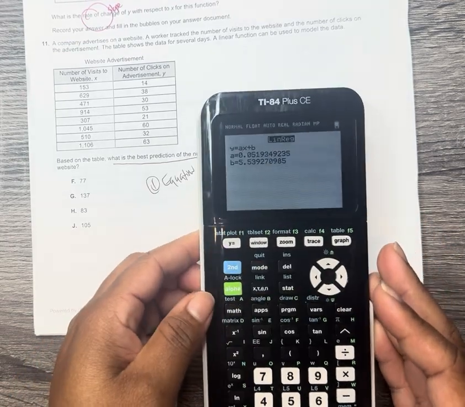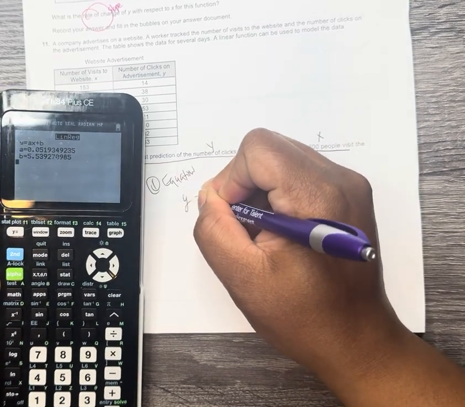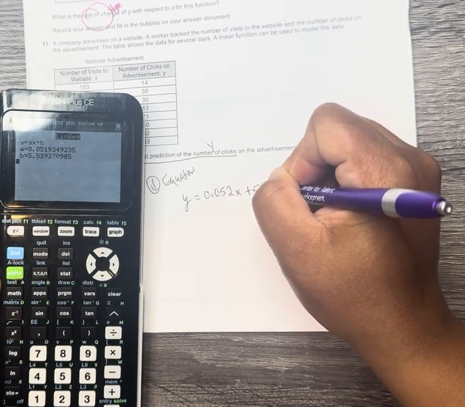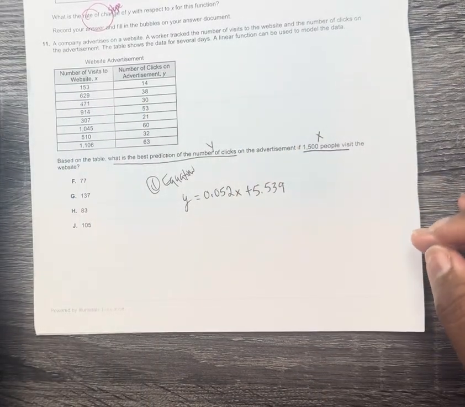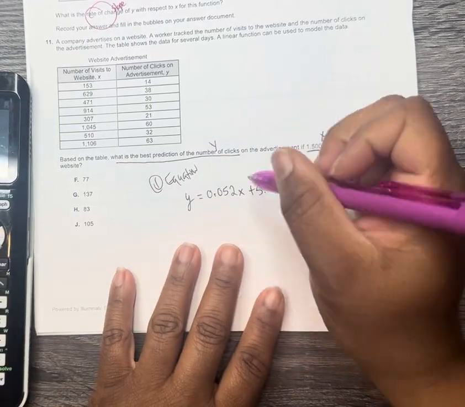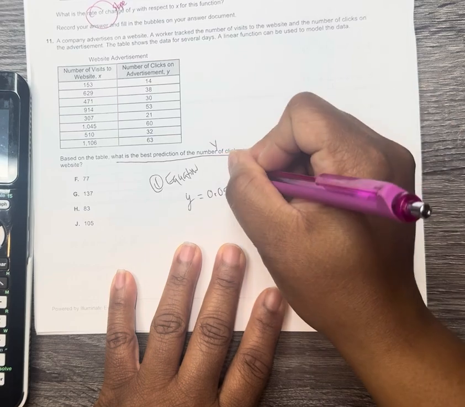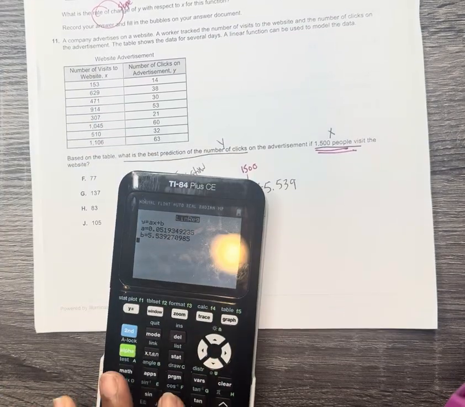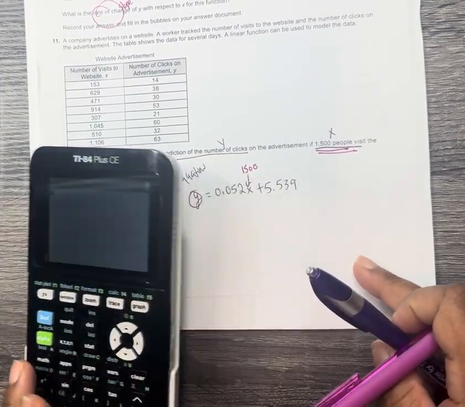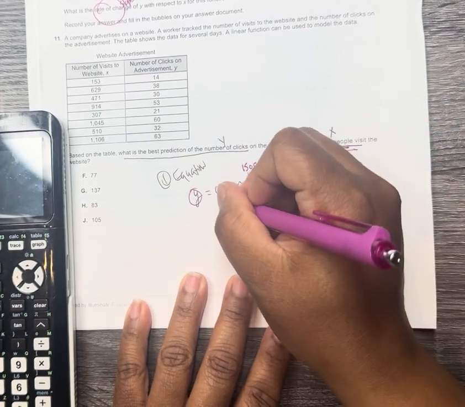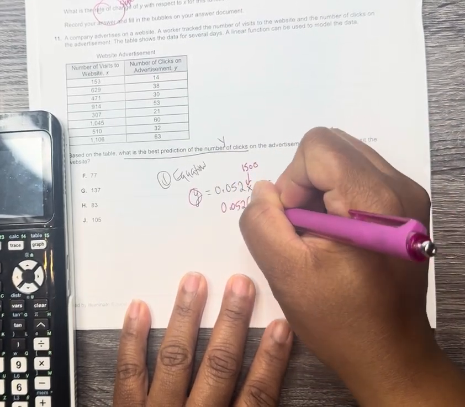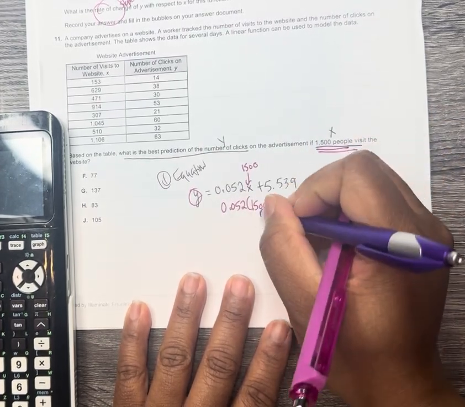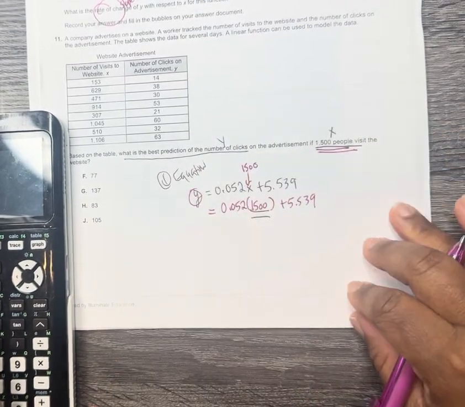enter. And the equation is Y equals 0.052x plus 5.539. I just rounded to the nearest 3. All right, now that we have that, we can plug in for our X, right? This 1,500. And we're looking for our Y. So what would that look like when we plug it in? Well, we're going to clear this, and then we're going to type in 0.052, but now in parentheses, put your 1,500, because that's X, plus 5.539, right? So, and then when we press enter, it's going to give us our Y.